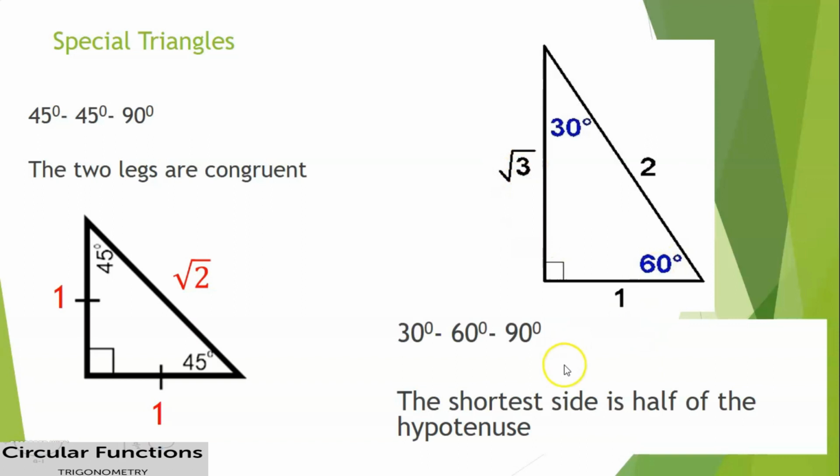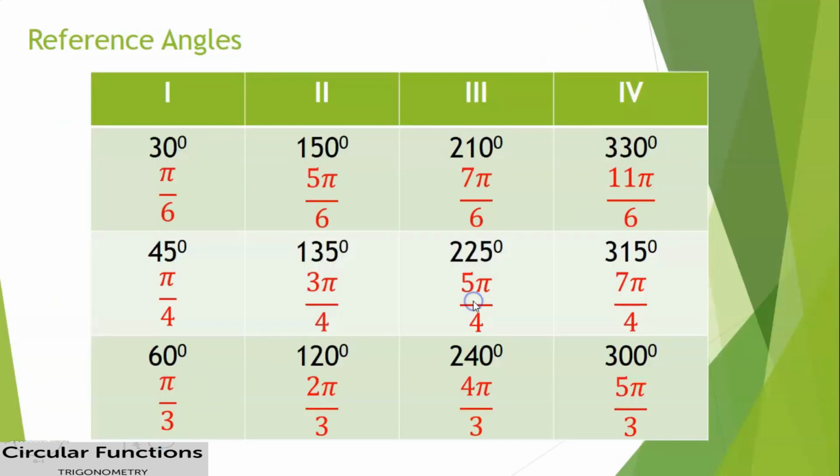Now take note, in a 30, 60, 90, the shortest side is 1/2 of the hypotenuse. So if the hypotenuse here is 1, then this would become 1/2. If this is 10, this would become 5.